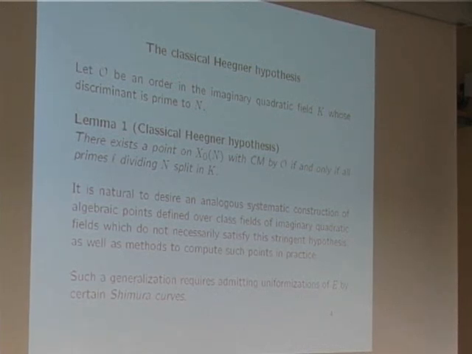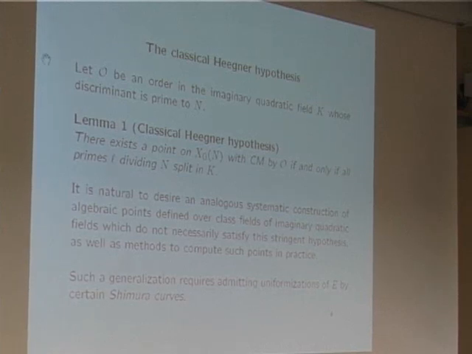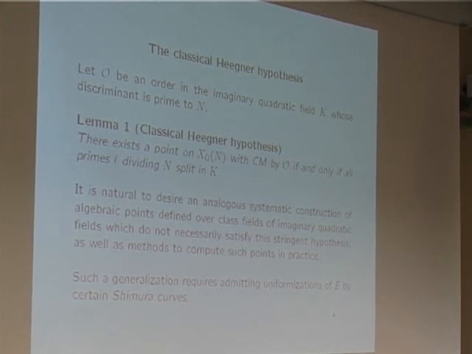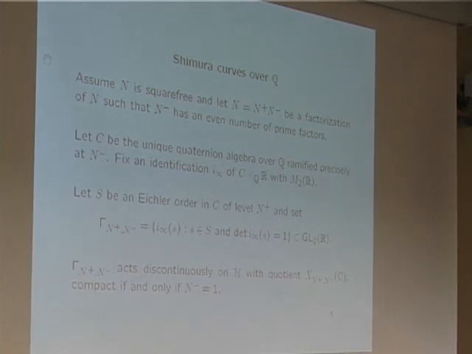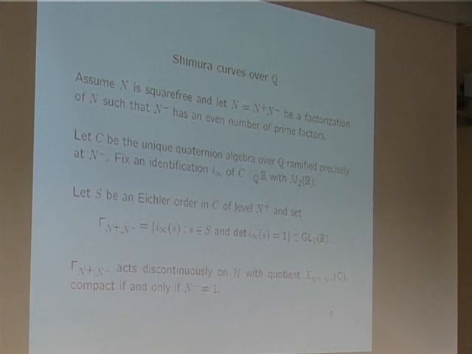And actually, this is possible, but this generalization requires enriching our source of modular parameterization. We have to allow uniformizations of E by certain Shimura curves. Curves of this flavor John was talking about yesterday and Henri was mentioning this morning. So let me talk about Shimura curves over Q, first of all, because this significantly simplifies the presentation.